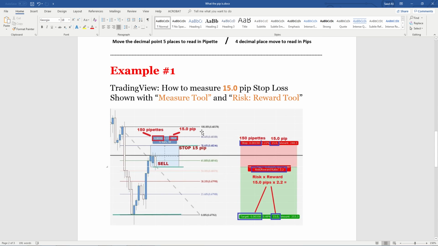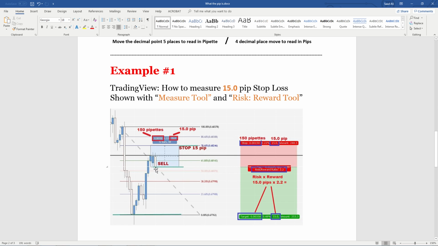So now we're looking at TradingView here. This chart, I took a screenshot from TradingView. So this example is how to measure a 15 pip stop loss. And I'm going to show you how to do this also in TradingView, but we're using the measure tool or the time and date tool. I'll show you this in TradingView after I show you this example. So we're going to use the measure tool or the risk and reward tool.